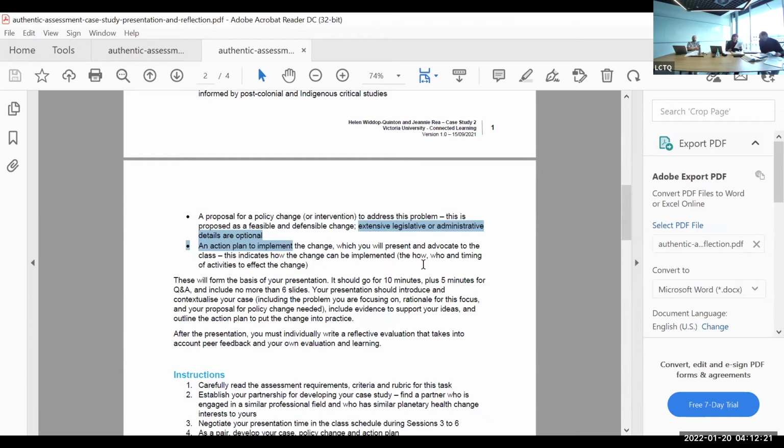The top bullet point or the second bullet point? The top one, yeah. Extensive legislative or administrative details are optional. So they do specify what are the things that you need to have SG or SD, and what are the things that you shouldn't. Yeah, and the next bullet point is SG even more. It's the action plan to implement the change, and the who, the how, and the timing of the activities. So very strongly contextualized there, how it's going to be proposed.